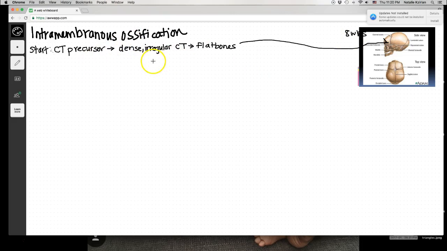So how do we start out doing this? Well, we have this dense irregular connective tissue, and within this connective tissue, we are going to have those kind of spindle, star-shaped mesenchymal cells. And remember, these mesenchymal cells can become whatever they want, right? So they are first going to become osteogenic progenitor cells. Then they are going to turn into osteoblasts.